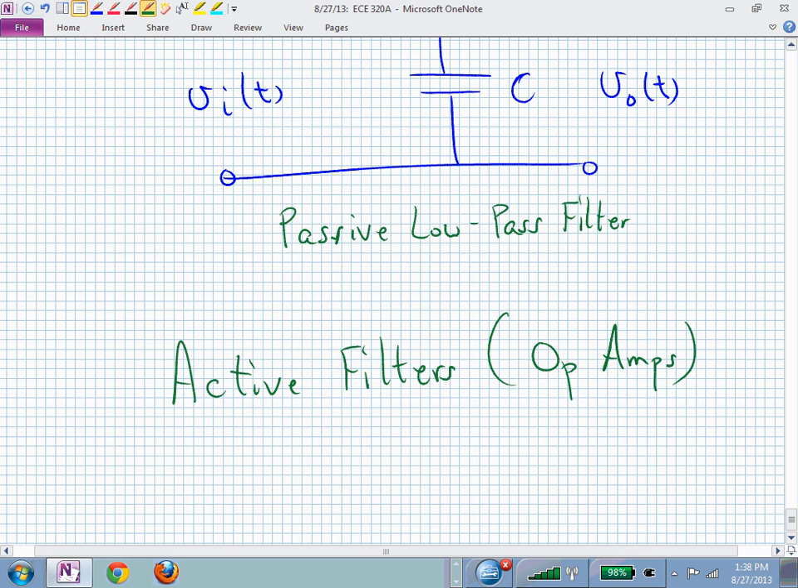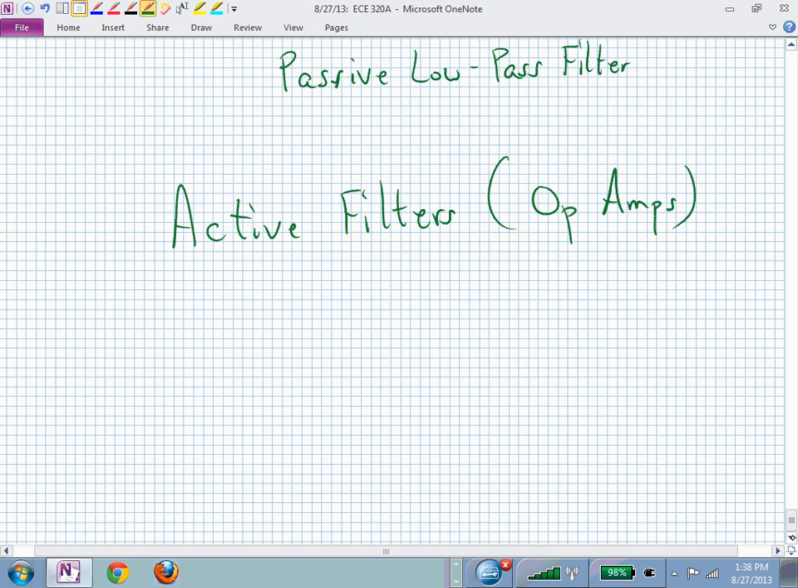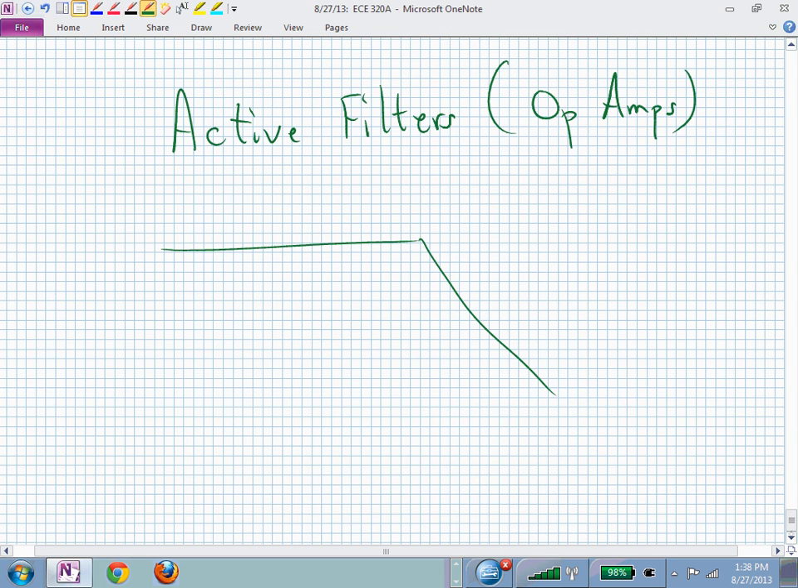Where were we? Oh, active filters and Butterworth. So now we might be thinking, and what are we talking about? Now we're talking about frequency response. Now we could be thinking, I want a filter that looks like that. And this might be the magnitude response, and we'll talk about something being in dB, decibels.